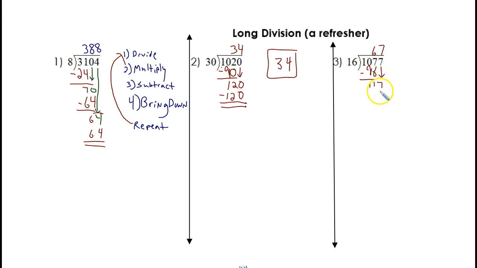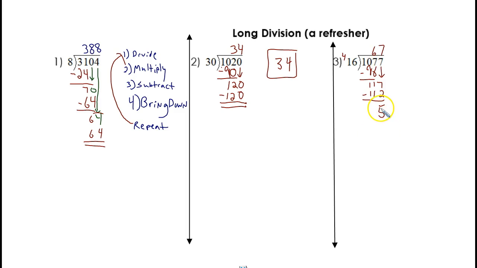7 times 6 is 42. All right, and 7 times 1 plus 4 is 11. 7 plus 4 is 11. I subtract this. I'm at the end of the division problem, and when I subtract this time, 117 minus 12, I'm left with a remainder of 5.